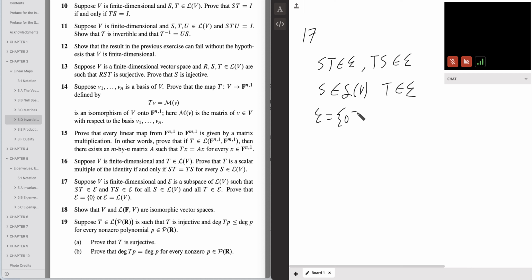First, it's not difficult to show that if epsilon is the zero set, or if it's the set of all operators, then it's closed by multiplication from the set of operators. The issue arrives when epsilon is somewhere in between, when epsilon contains a value or contains a map, let's say some t, which is not 0. Then this is the issue which we wish to discuss.